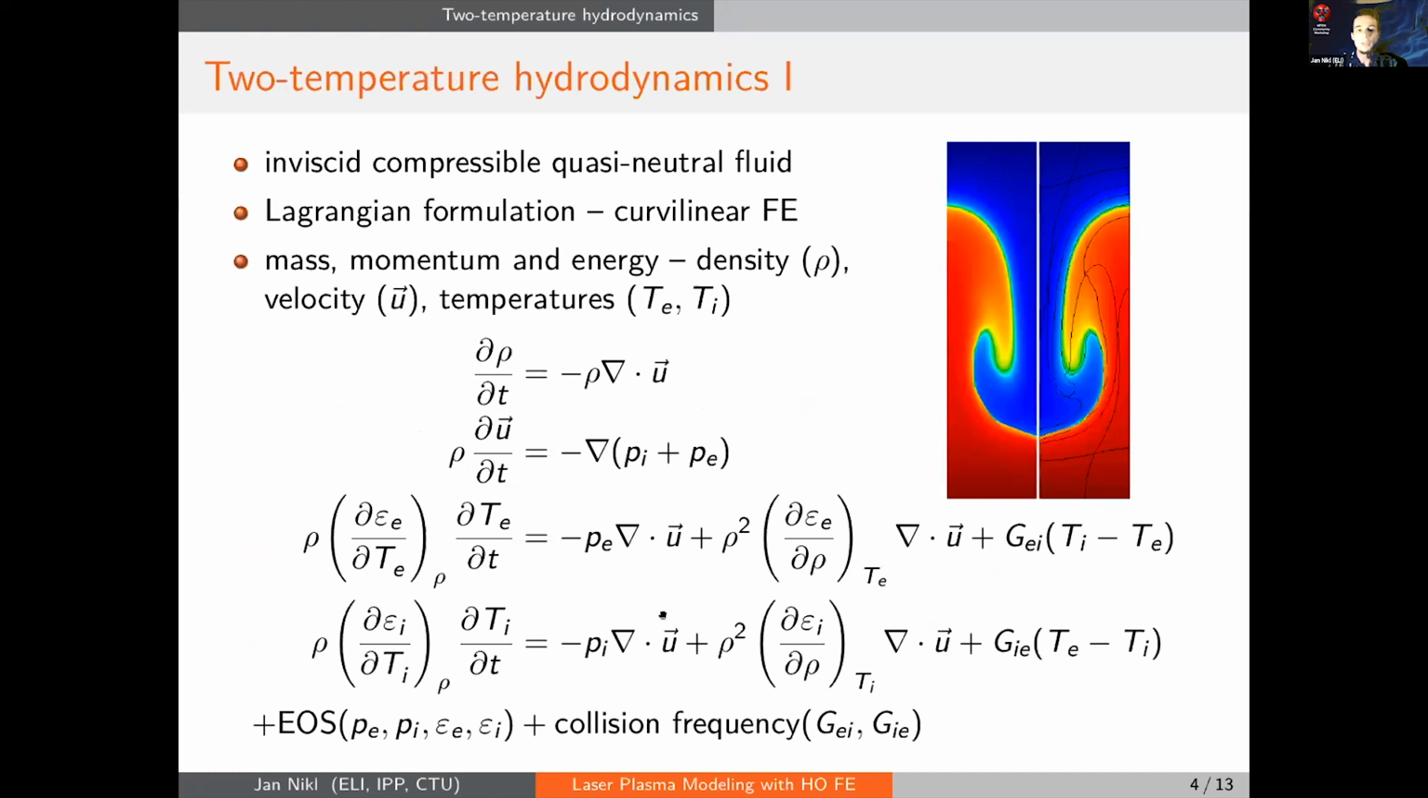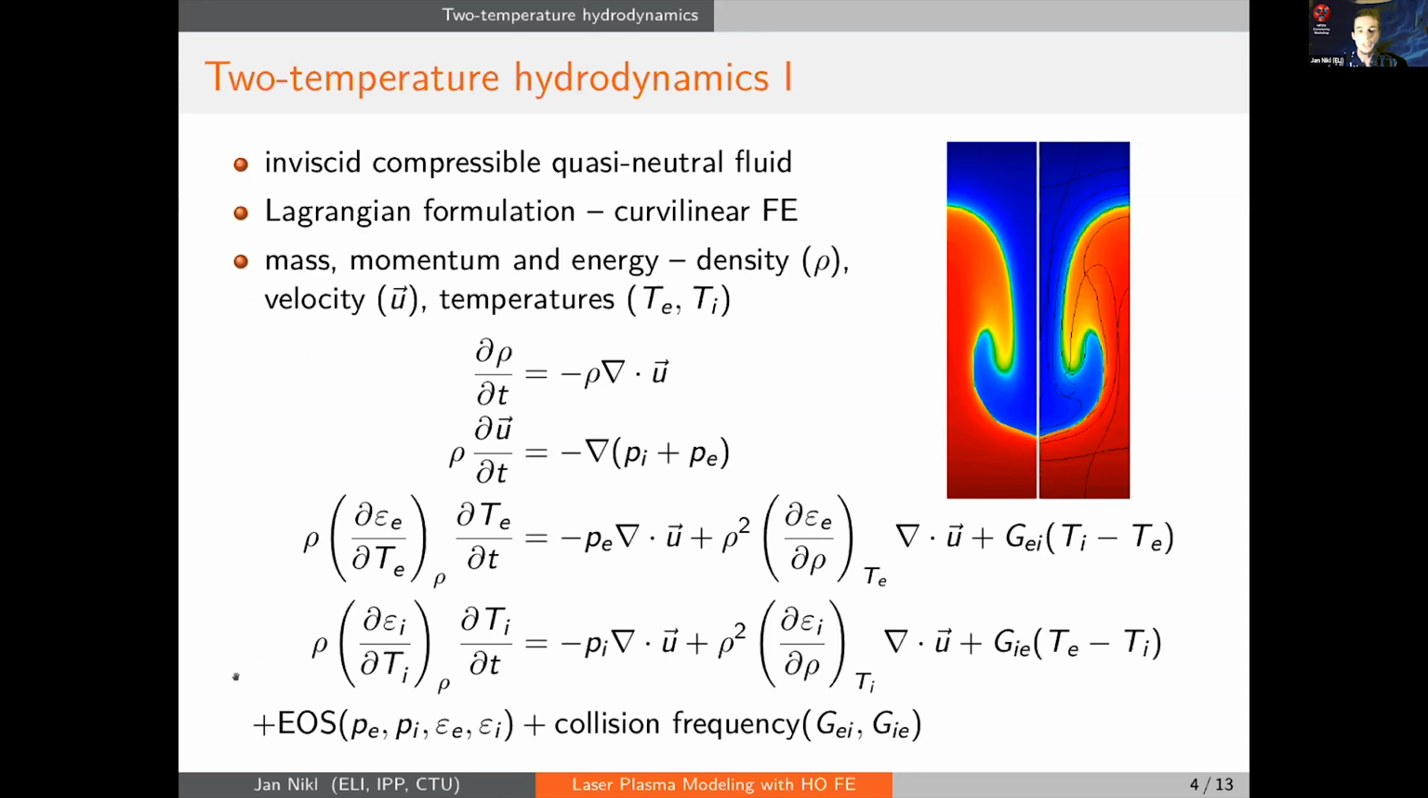So what models do we use? The basis is the two-temperature hydrodynamics, where we approximate the plasma as an inviscid, compressible, and quasi-neutral fluid, where we prefer the Lagrangian formulation, meaning that the computational mesh follows the flow of the material, as you may see here. And probably you are familiar with the governing Euler's equations for mass, momentum, and electron and ion energies.